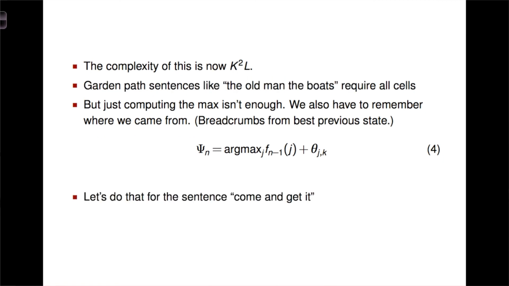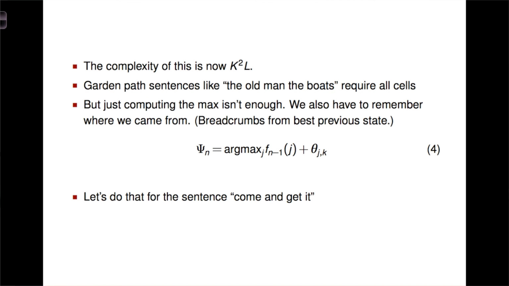Even though the complexity is k squared L, sometimes you still need all of the cells of the table. This is clear conceptually for sentences like "the old man the boats," where if you just hear "the old man" and you fill in your memoization table, you'd think that old is an adjective. But when you get "the old man the boats," you realize that "the old" is now a noun and "man" is a verb.